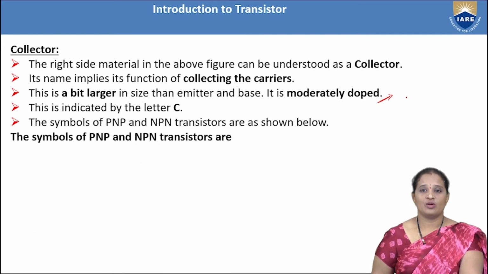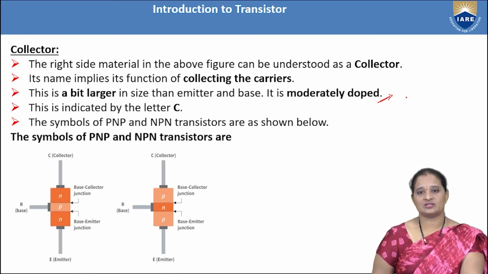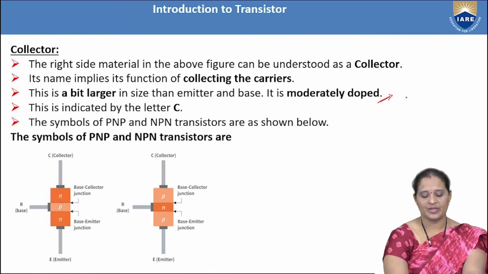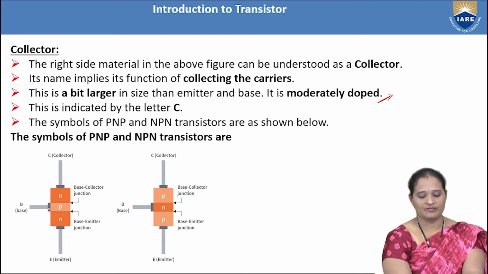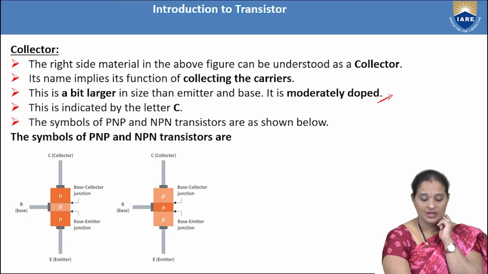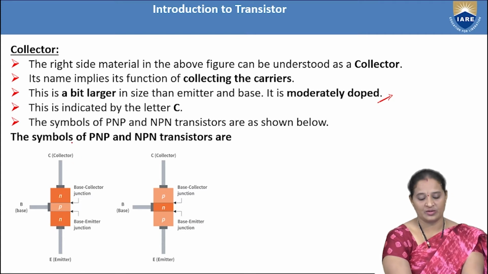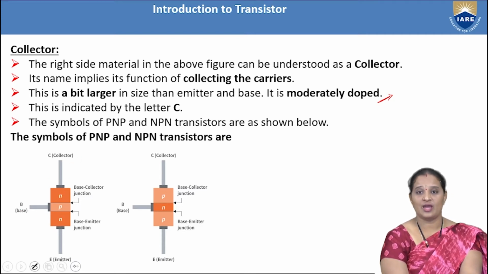Okay, now coming to the symbols of the NPN transistor and PNP transistor. So this is the NPN transistor. As I told you, from the first N-type semiconducting material we take the emitter terminal, from the middle P-type semiconducting material we take the base terminal, and from the last N-type semiconducting material we take the collector terminal. So collector, base, emitter.